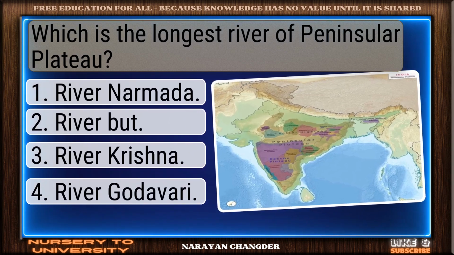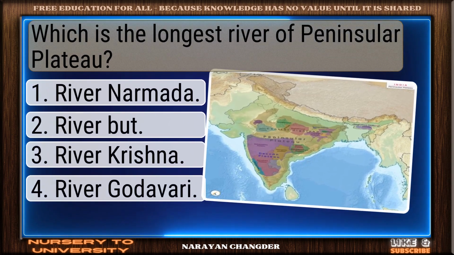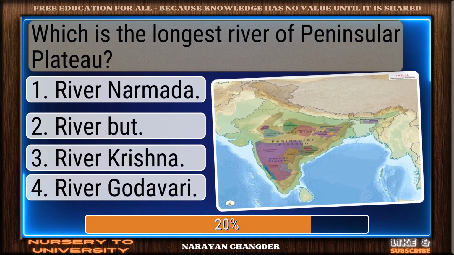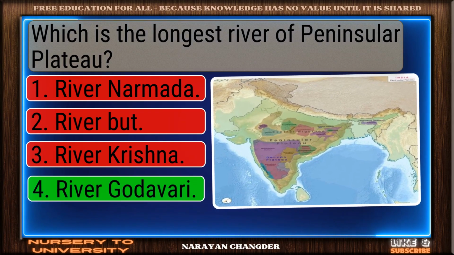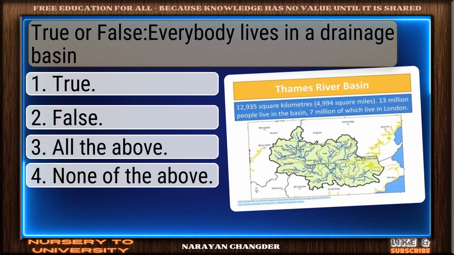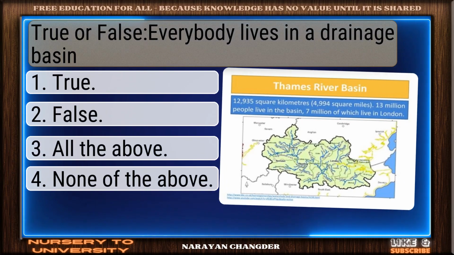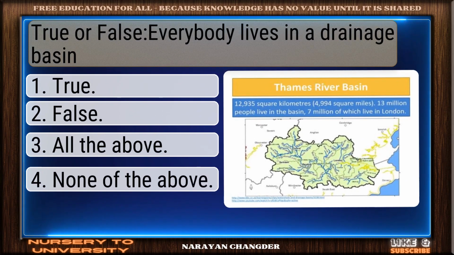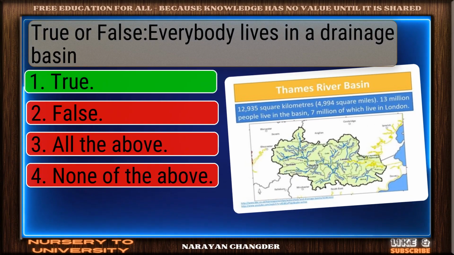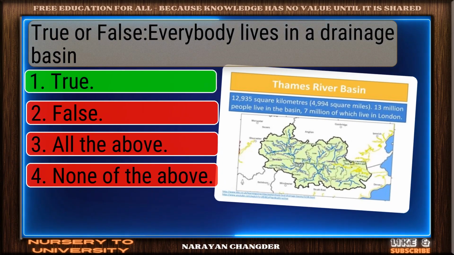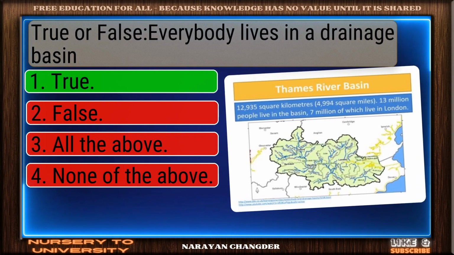Question number 121. Which is the longest river of Peninsula Plateau? You chose River Godavari, and it is correct. Question number 122. True or false? Everybody lives in a drainage basin. Nice selection. True is the correct and valid answer.